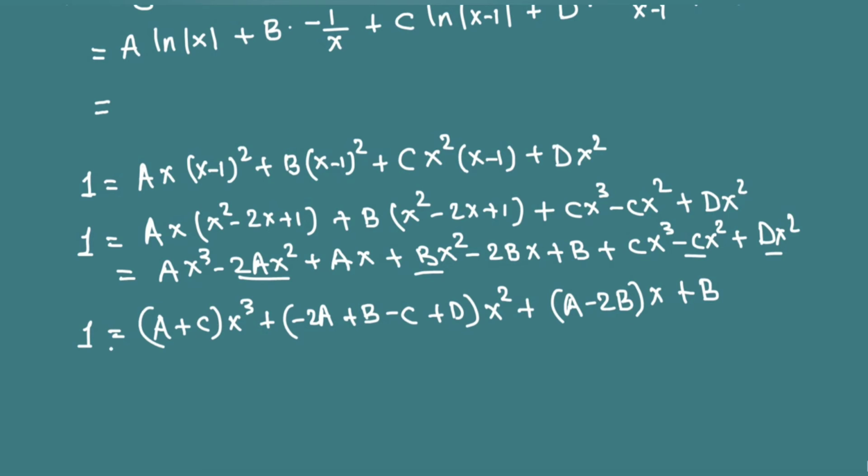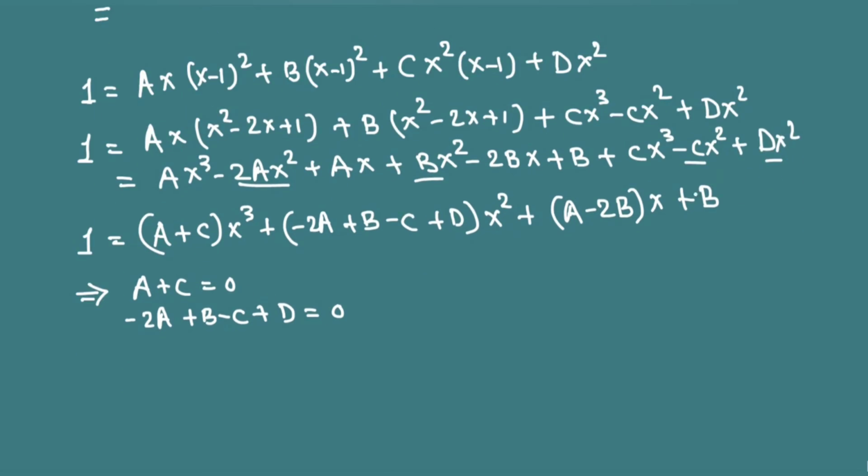Now we are saying this cubic polynomial in the right hand side is equal to 1. So 1 is the same as 1 plus 0x plus 0x squared plus 0x cubed and so on. When we equate the coefficients, that must imply a plus c must be 0, since the x cubed is 0x cubed on the left side. In the same way, minus 2a plus b minus c plus d, the coefficient of x squared, should be 0 as well. Then a minus 2b, the coefficient of x, should be 0. And finally the constant b must be equal to 1.